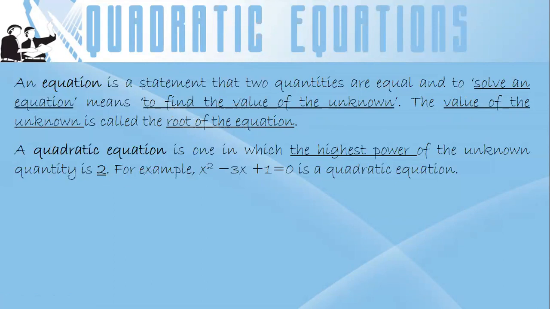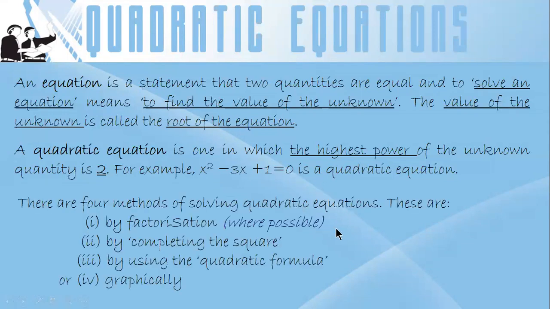A quadratic equation is an equation in which the highest power of the unknown quantity is 2. For example, x squared minus 3x plus 1 equal to 0 is a quadratic equation. Going back to the definition, an equation is a statement that two quantities are equal, so the left side quantity is equal to the right side quantity, which here is 0. That is the equation.